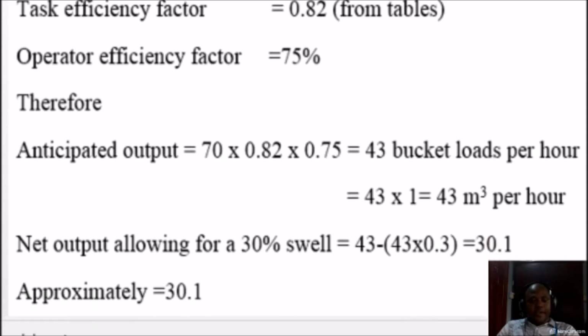Next, the net output allowing for a 30% swell will be equal to, remember we're talking about 30% because we are excavating a clay soil, and the swell factor is 30%. So when we divide 30 by 100, we have 0.3. So we multiply it by the 43 and minus from 43, so that we can have our net output allowing for 30% swell. So it gives us 30.1, which we take approximately as 30.